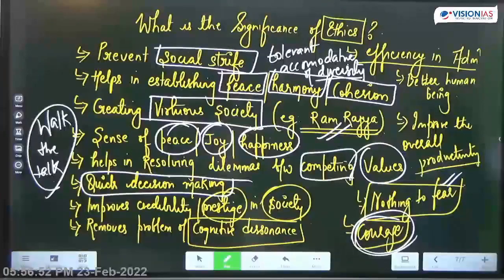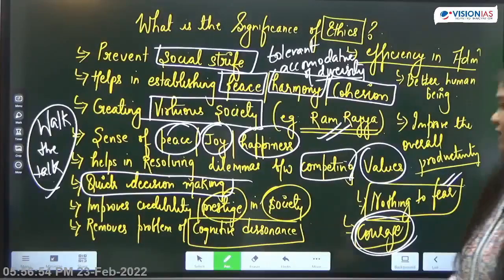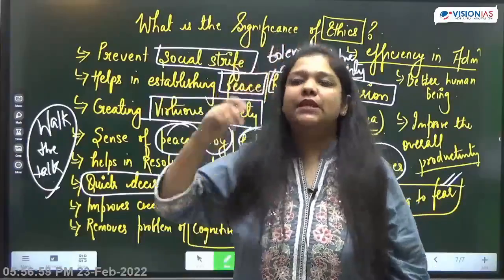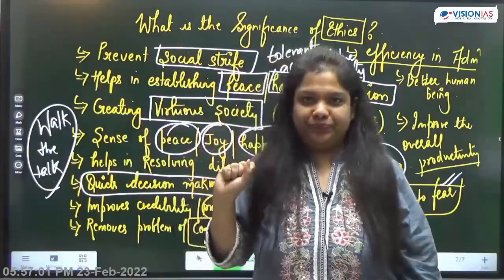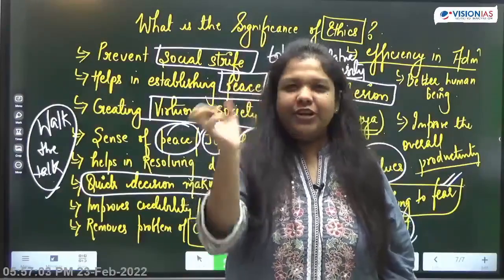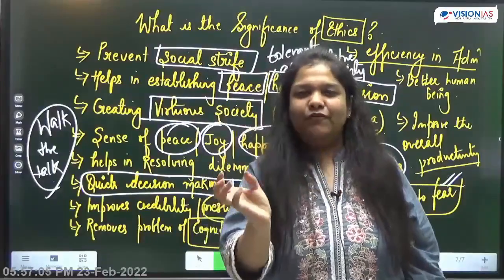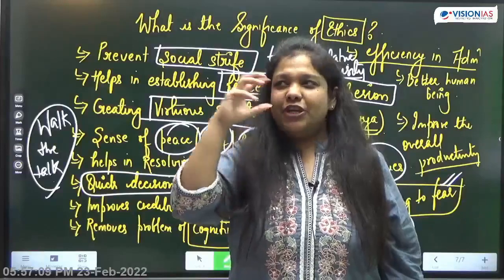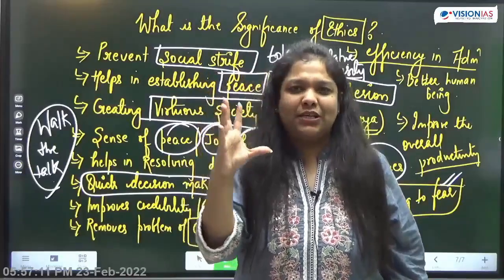It removes the problem of cognitive dissonance. This is a whole topic, we will study it later. Cognitive dissonance, basically the mental discomfort. When you have contradicting or conflicting values, beliefs, it creates a very mental discomfort. Should I do this, should I do that, the peace of mind goes away, okay?